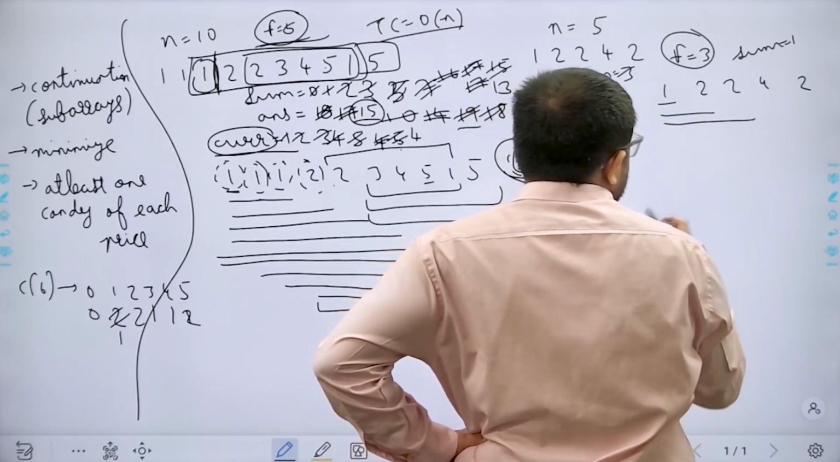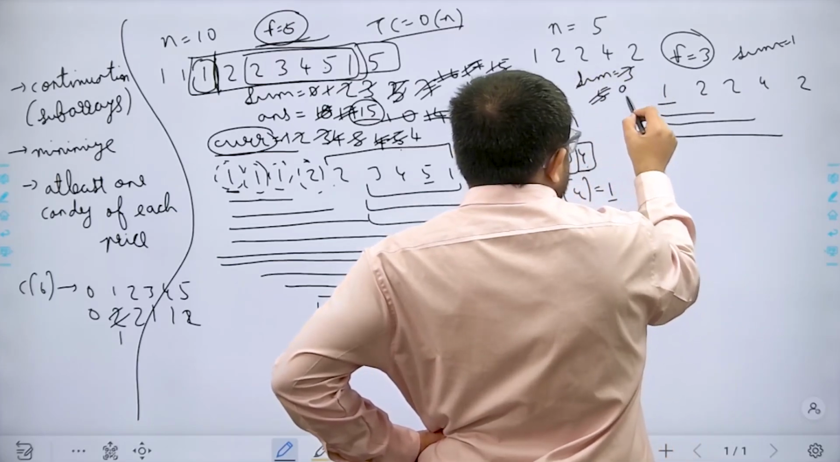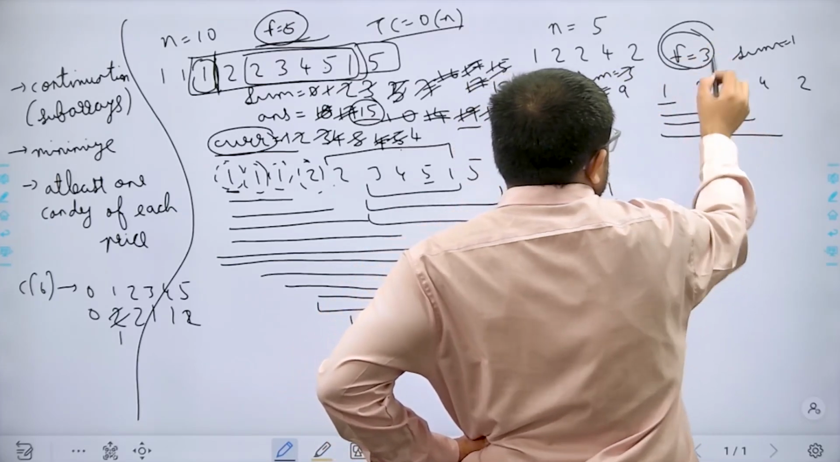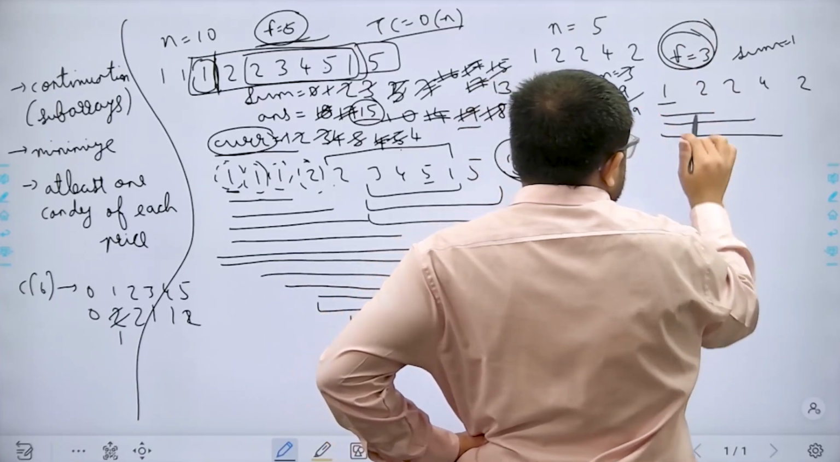Number of unique elements are still 2. Then for this subarray, the sum will become 9. Number of unique elements are 3, which is equal to f. So I will store 9 in my answer. And I will try to decrease the subarray size.